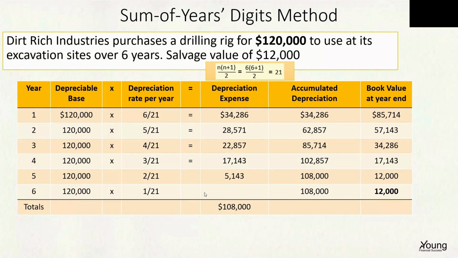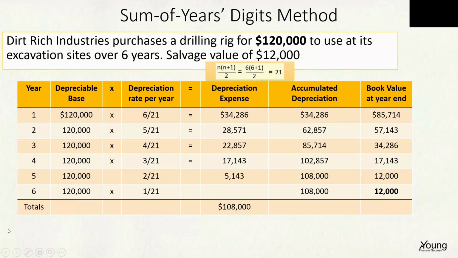Basically, what this formula is doing for us is it's taking our 6 years, and it says 1 plus 2 plus 3 plus 4 plus 5 plus 6, and that gives us 21. So the formula is doing that for us. Super odd, right? I mean, we're just taking the total of the years added together, the sum of the year's digits, and we're using that as our denominator for our depreciation rate.